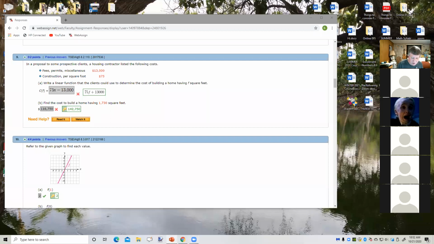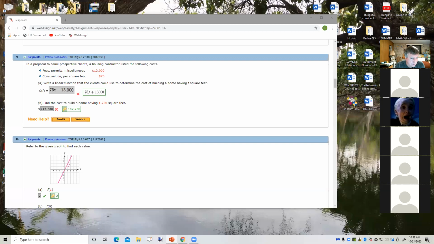Okay. So now we're going to take a look. This is in the chapter review, number 9. In a proposal to some prospective clients, a housing contractor listed the following cost: fees, permits, and miscellaneous, $13,000. Construction per square foot, $75. Write a linear function that the client could use to determine the cost of a building having F square feet.